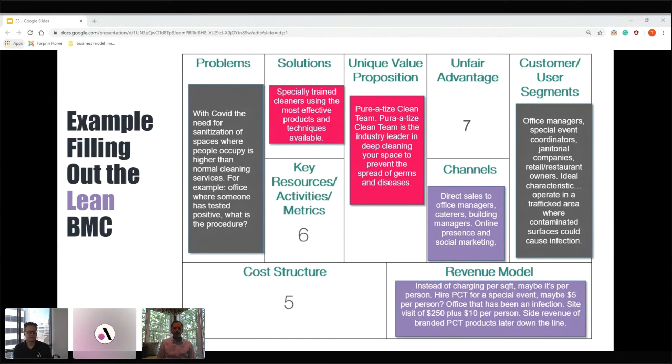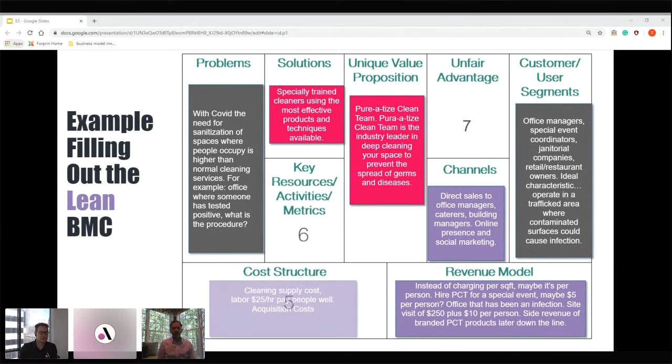So revenue model. So I think most cleaning companies charge by the square foot for businesses. So maybe our model is a little different. Maybe you hire us and maybe it's a per person fee. Maybe there's an on-site visit fee plus a per person. And we also could have our own side branded Puritize Clean products as well that we could sell. So again, we're just throwing this stuff up there completely speculative. All this could be tested in the marketplace, particularly around pricing is another very important thing to do.